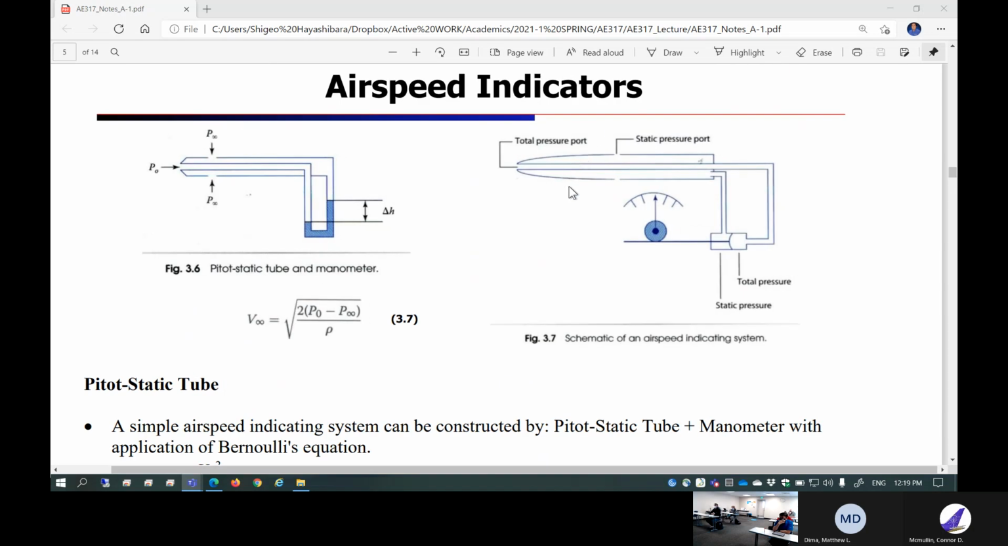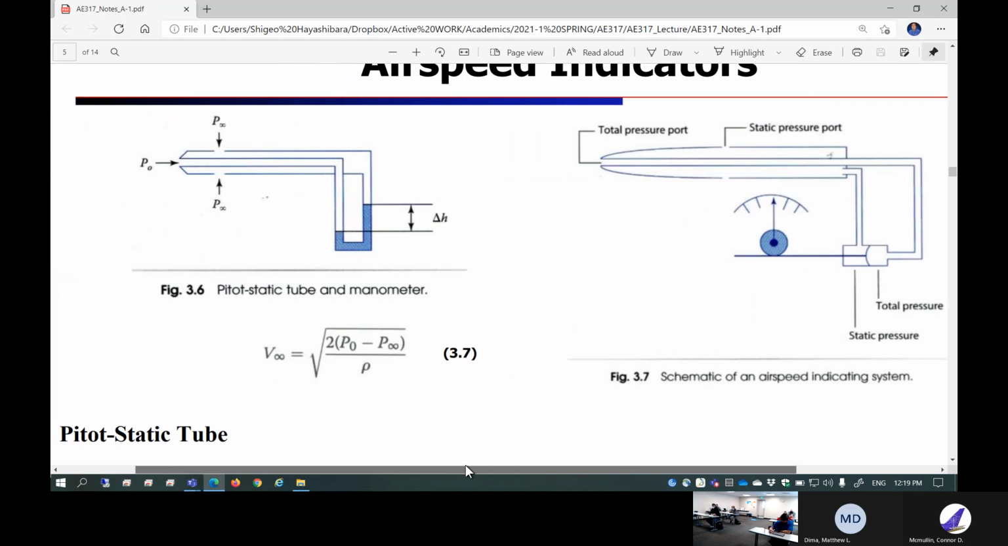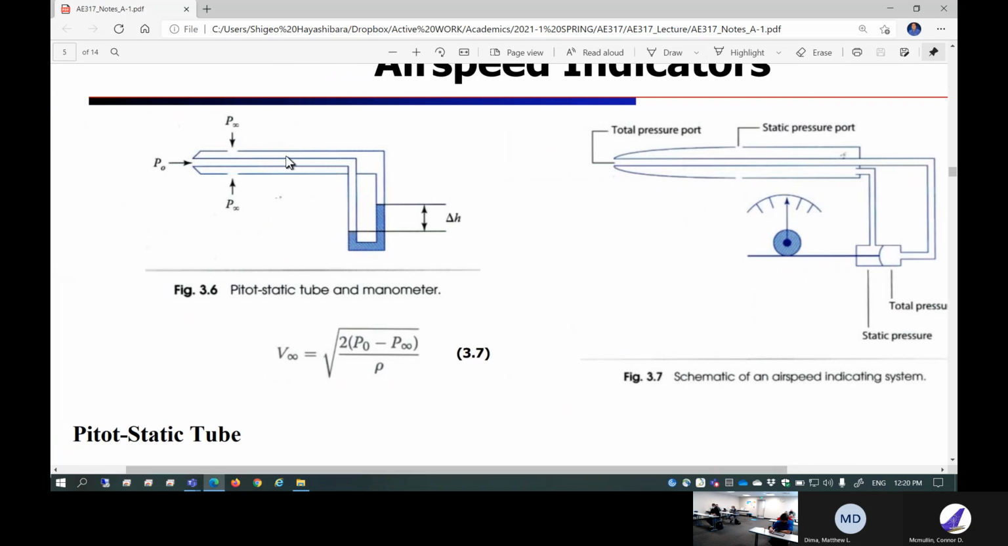Right here, let's just zoom in a little bit more. On your side, those are the side ports, sometimes called static ports. The static port actually senses free stream static pressure, P infinity. So you can basically take a difference between them. Again, the pressure differential needs to be somehow determined, with some kind of pressure differential sensor. And this P0 minus P infinity is the pressure difference between total pressure and static pressure.